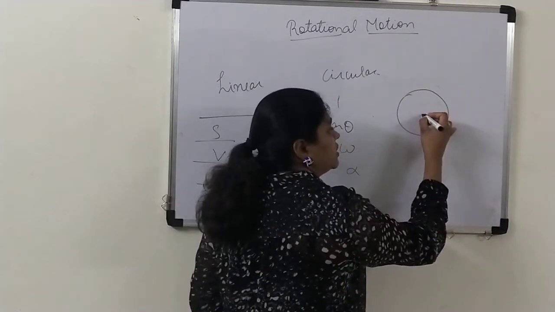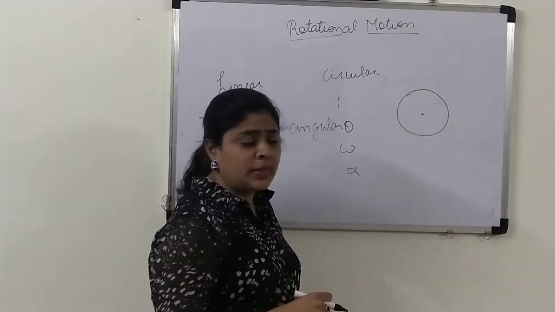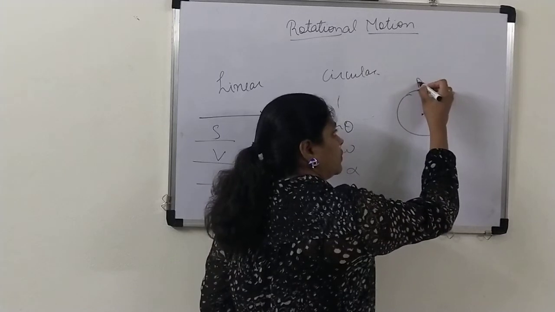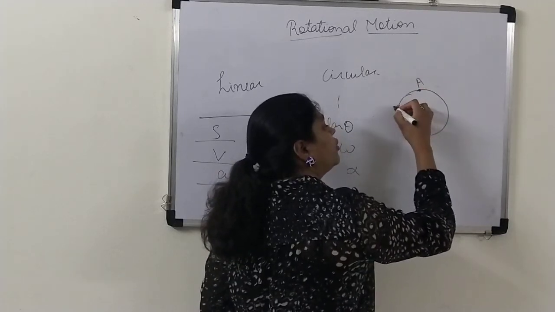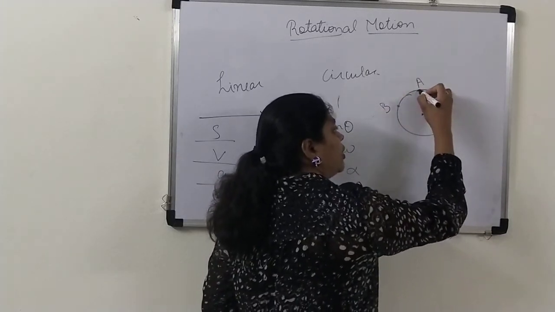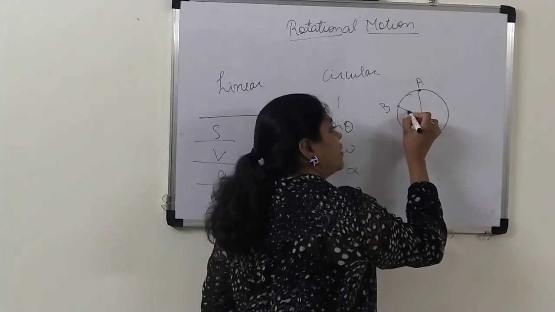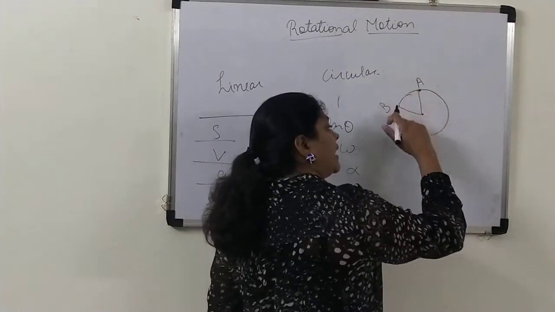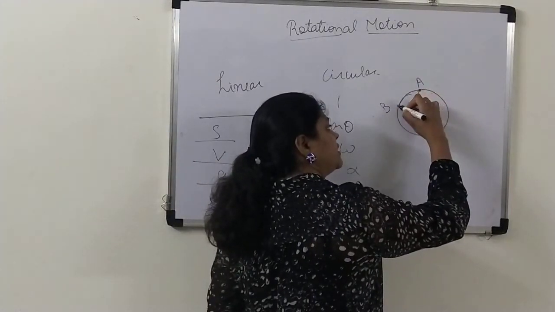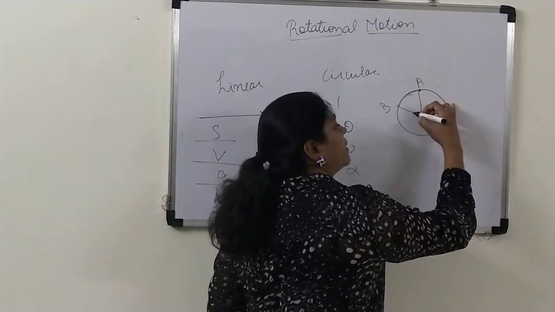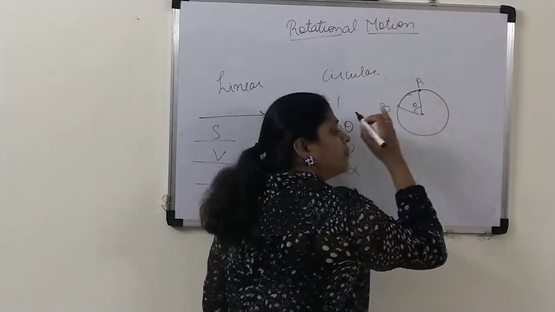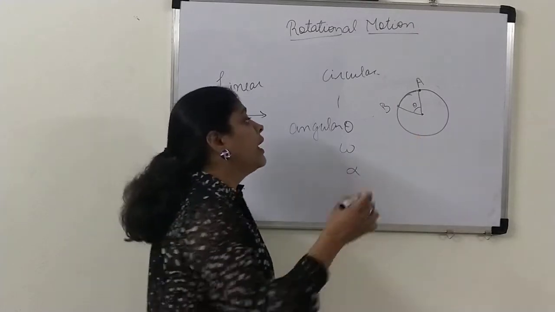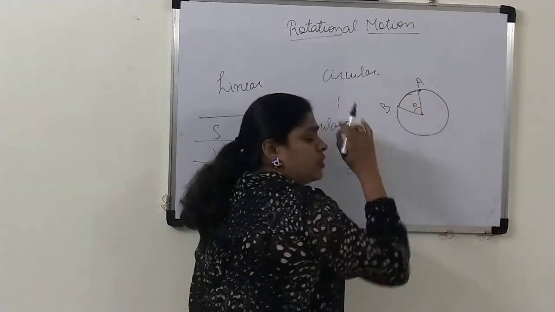circular motion. This is the center of that circle. Somewhere here is your body. Suppose it moved from point A to point B. The body was first here and then it moved here. When it moved from point A to B, this was the displacement, right? But there was some angle made. Hence, it is angular displacement.